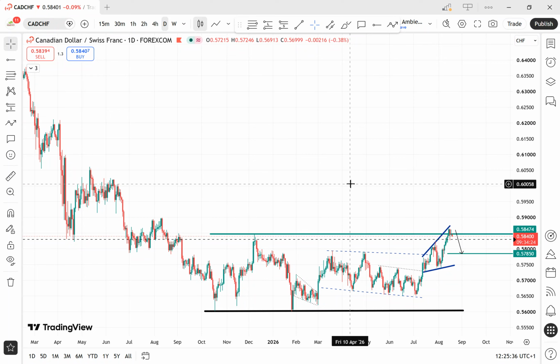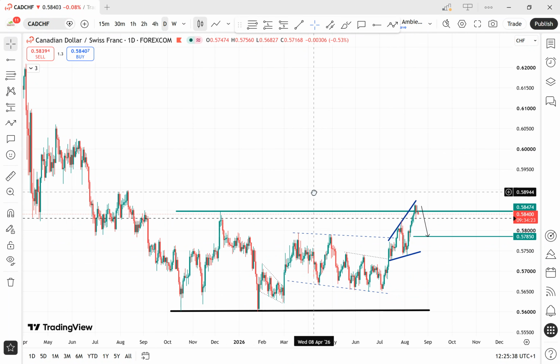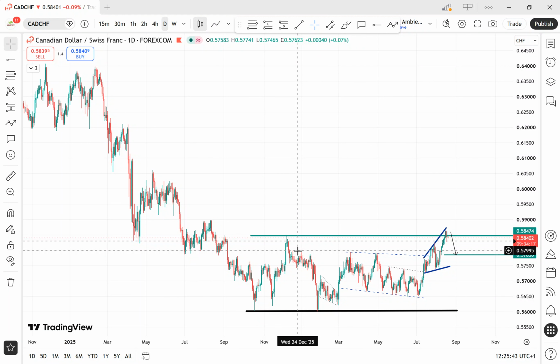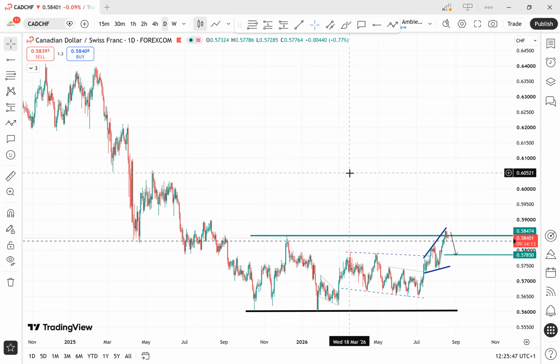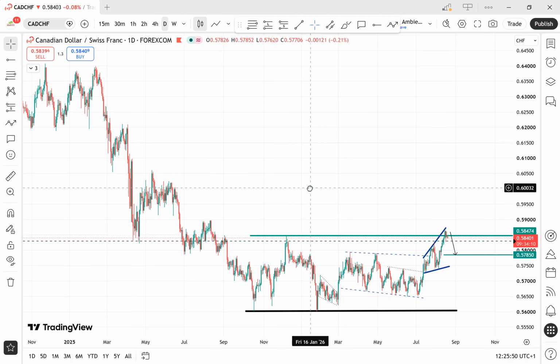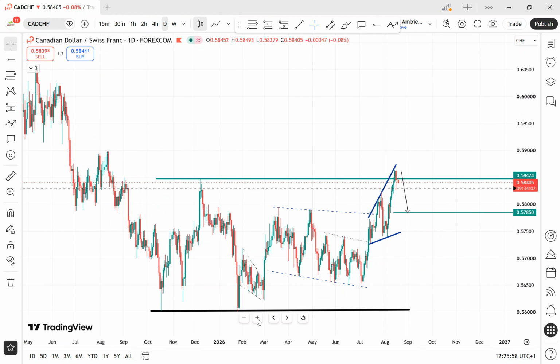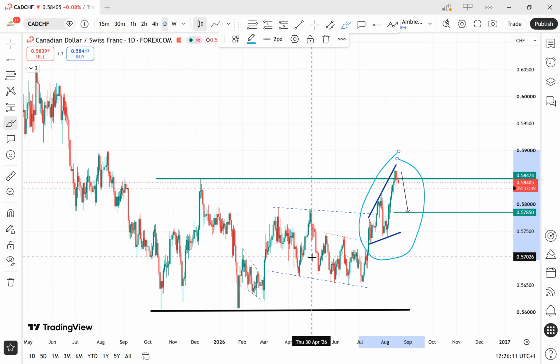So the first pair which we have here is CAD CHF, the Canadian dollar and the Swiss franc. On CAD CHF, I was monitoring this high. The price approached that high with an impulse right here. So we have this bullish impulse right here, then we have this reversal structure on the higher time frame.